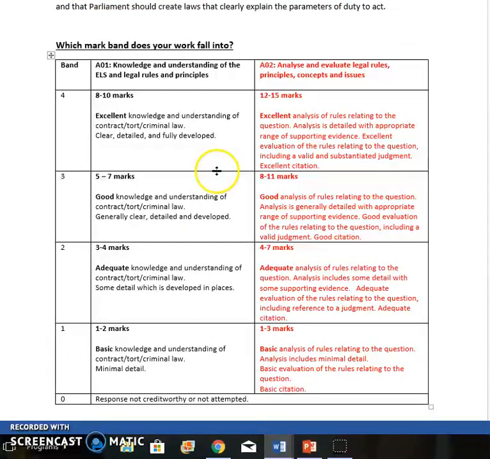You can see at the end here, I've then put a marking grid. We're familiar with this. AO1 marks here, AO2 marks here. So when writing your essay, when marking your essay, I'm looking for knowledge of the cases, excellent knowledge, clear, detailed, fully developed for the 10 marks, and for your AO2, excellent analysis and excellent depth on your AO2 comments. And that's the bit that students often do weaker on these essays.